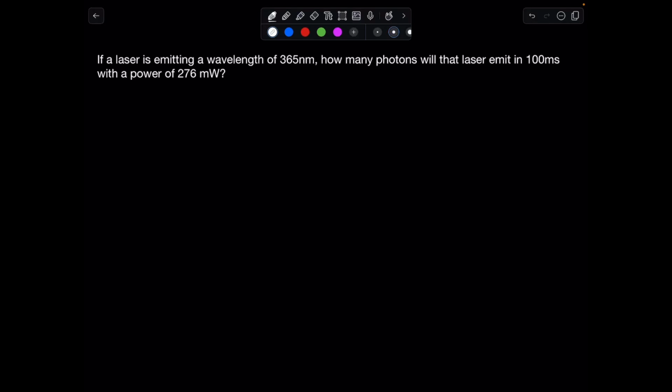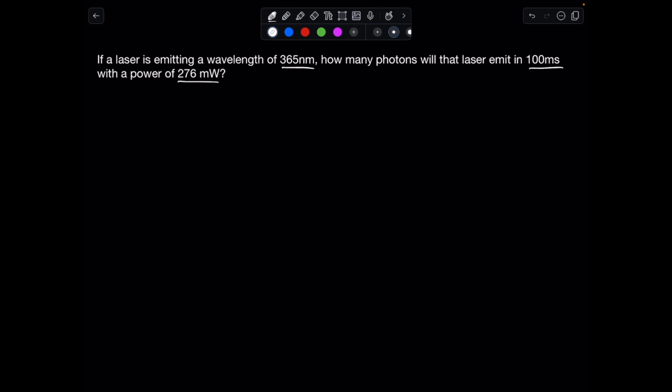In this video, we're going to calculate how many photons a laser will emit if that laser is emitting a wavelength of 365 nanometers. It does that in 100 milliseconds and with a power of 276 milliwatts. So we have three different units here. We have nanometers, milliseconds, and milliwatts.